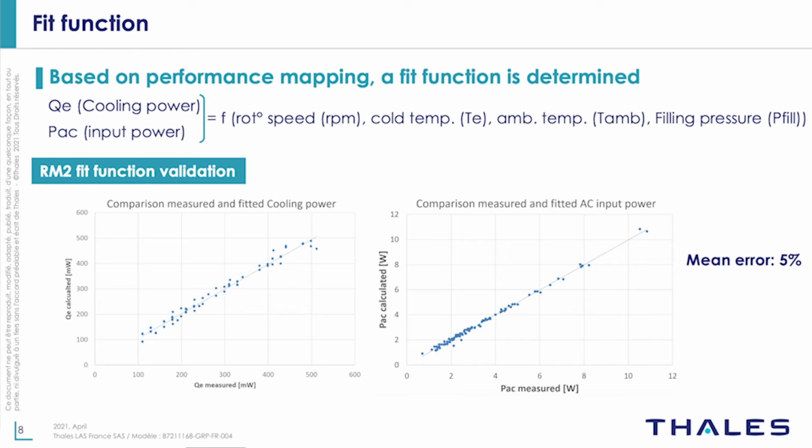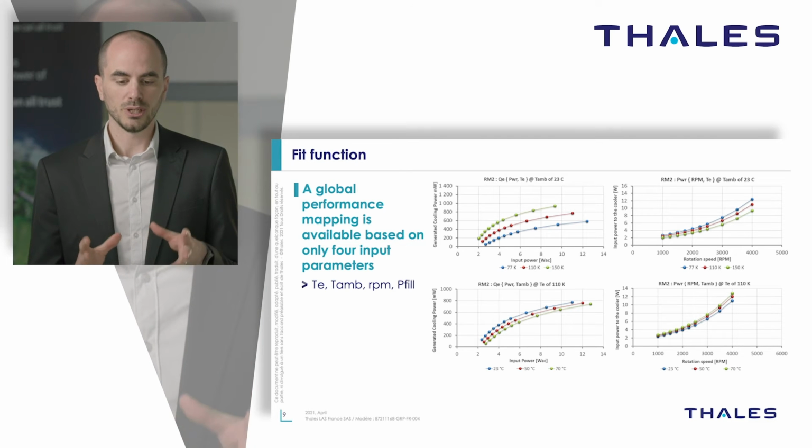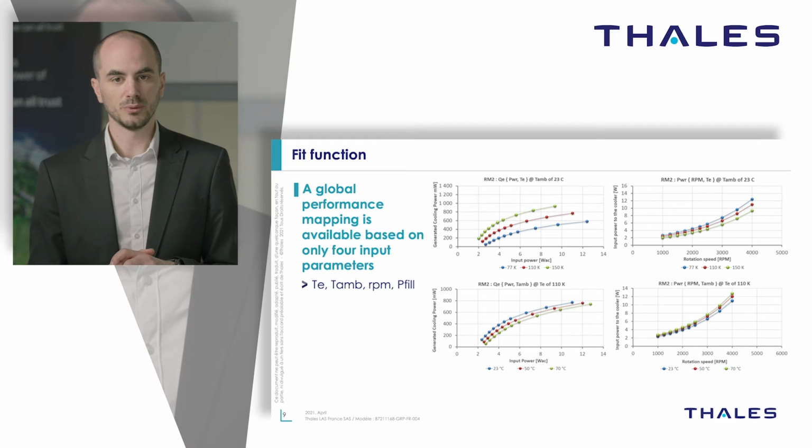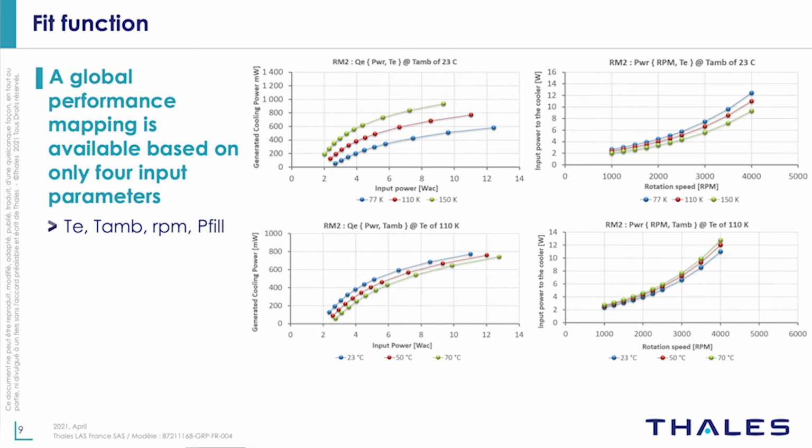So the fit function is accurate and can be used to predict the cooler performance. With this fit function, we are able to define some curves of the cooler performance as a function of input data, and you can see here some examples for the RM2 of the variation of several performance parameters, such as the input power, as a function of the input data.